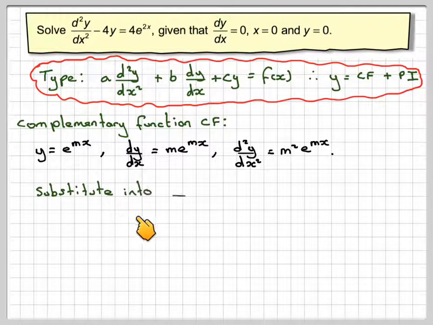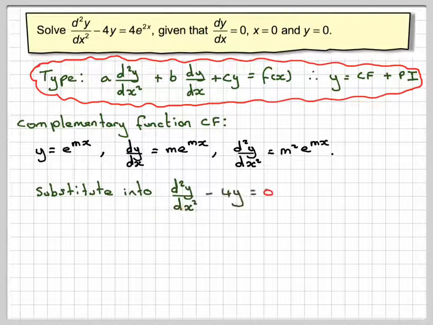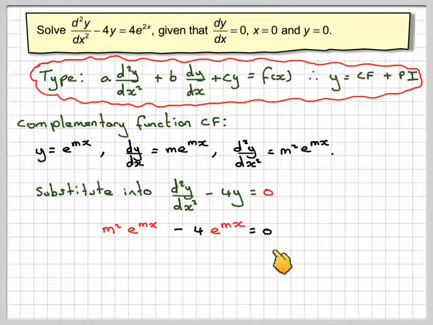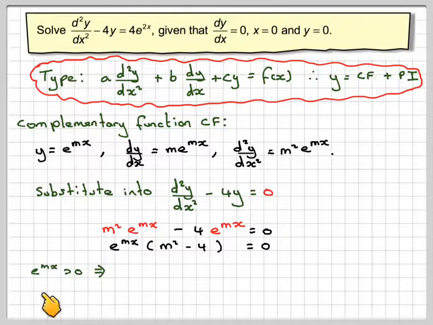If we substitute into the second derivative minus 4 times y is equal to 0, remember for the complementary function we consider the right-hand side to be 0, we get m squared e to the mx minus 4e to the mx is equal to 0. e to the mx is a common factor, so that can come out, and we're left with m squared minus 4 is equal to 0. But e to the mx is always positive, and therefore m squared minus 4 is equal to 0. This is called the auxiliary equation.